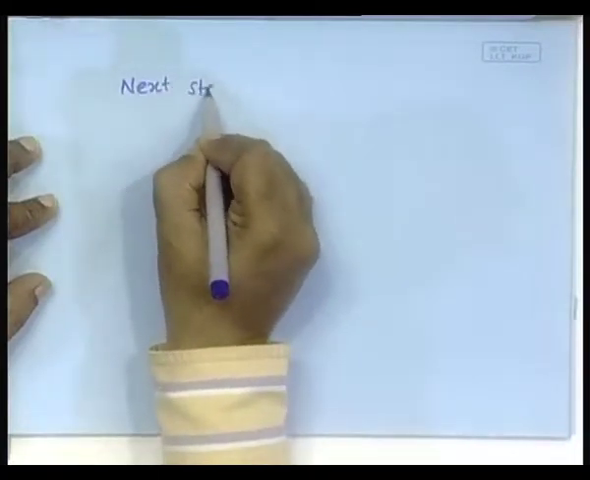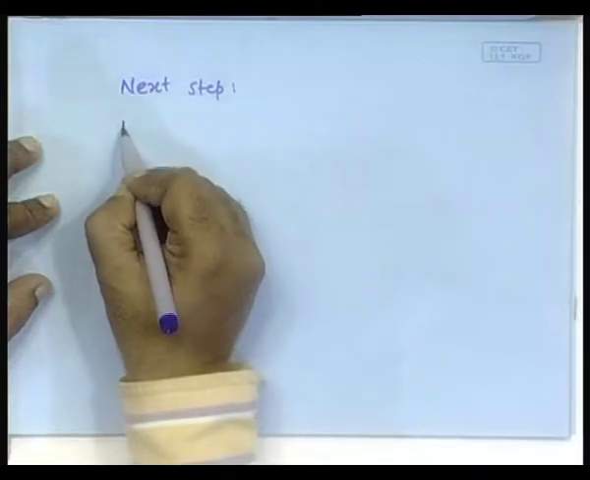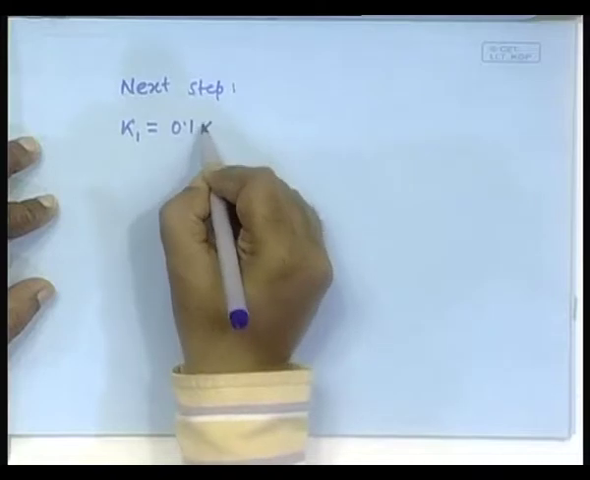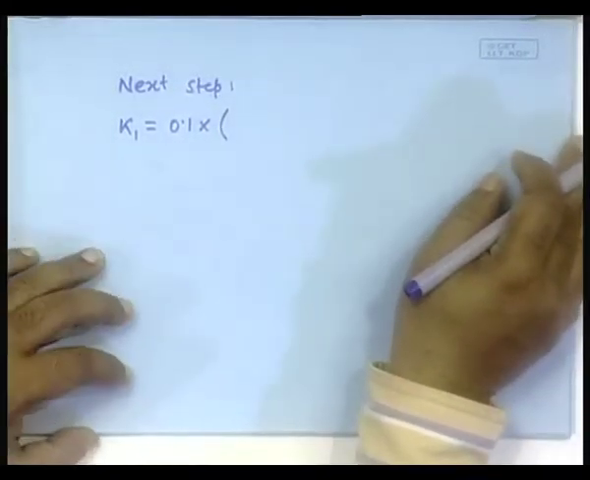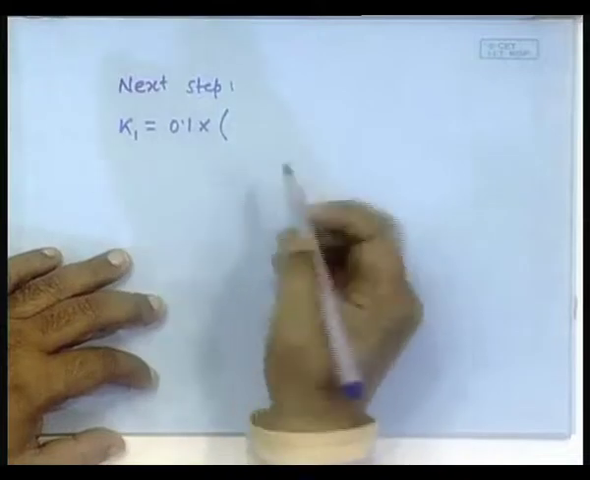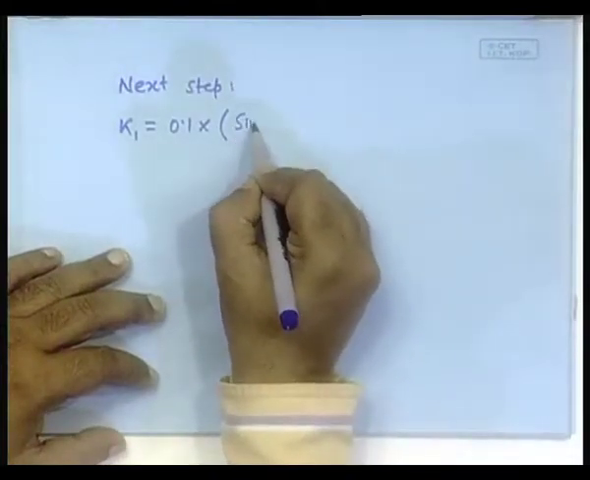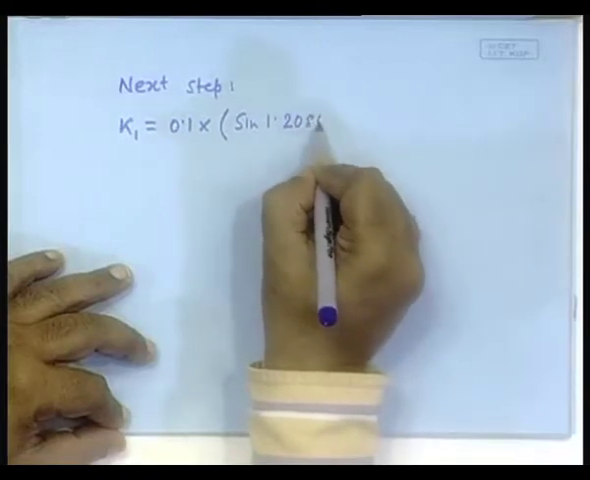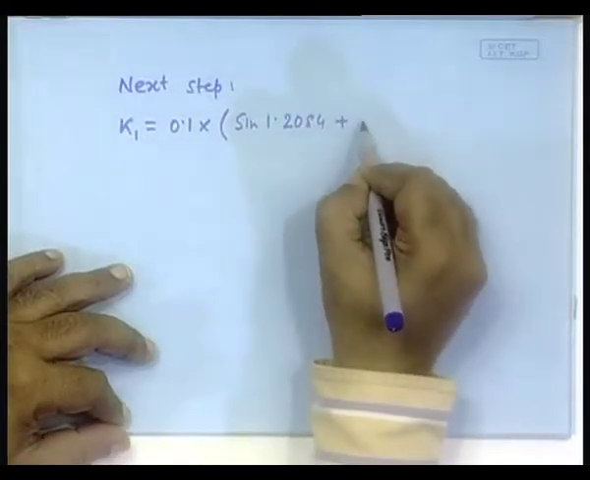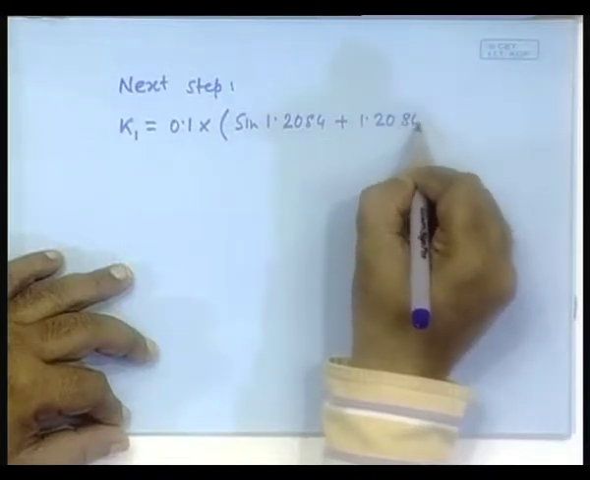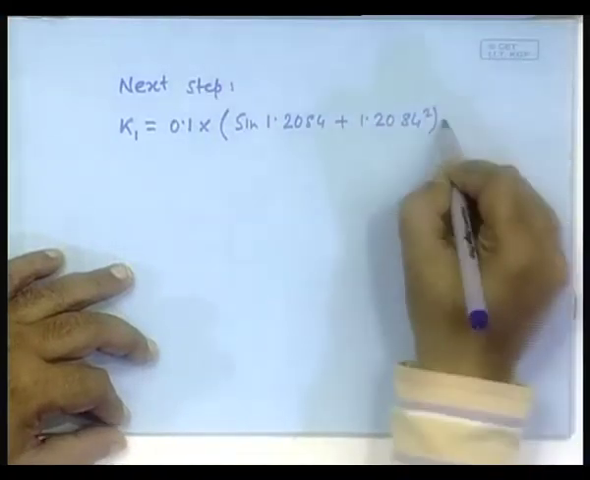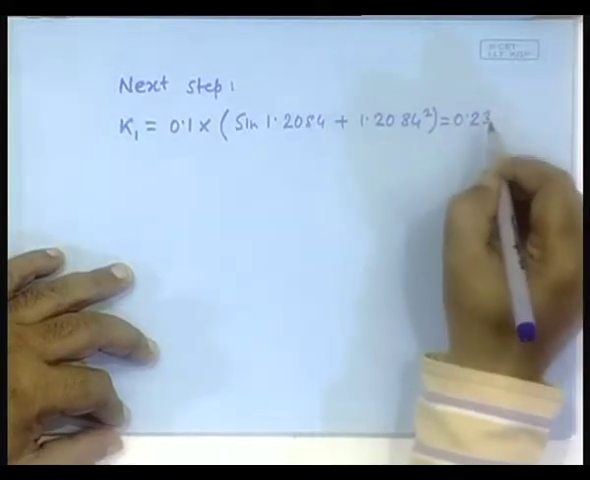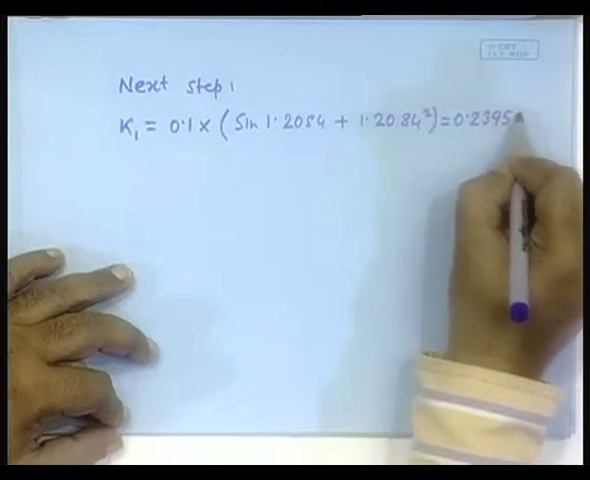Next step, again k1 is equal to 0.1 times, now this has to be substituted, sine 1.2084 plus 1.2084 square is equal to 0.23952.